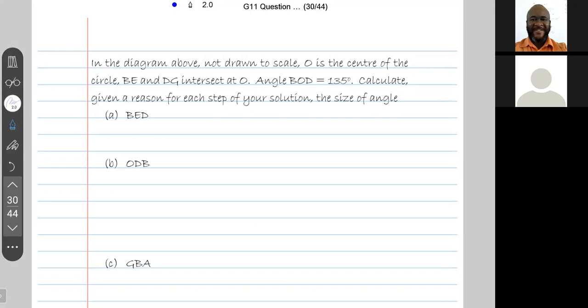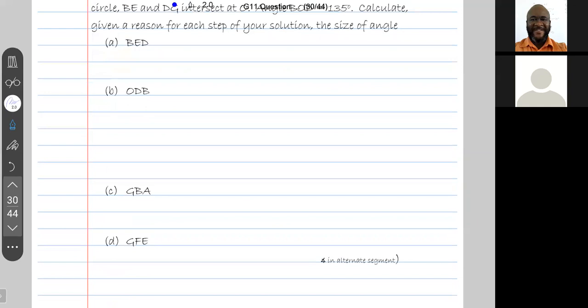BE and DG intersect at O. Angle BOD is 135 degrees. We're to calculate, giving a reason for each step of your solution, the size of angle BED, angle ODB, angle GBA, and angle GFE.